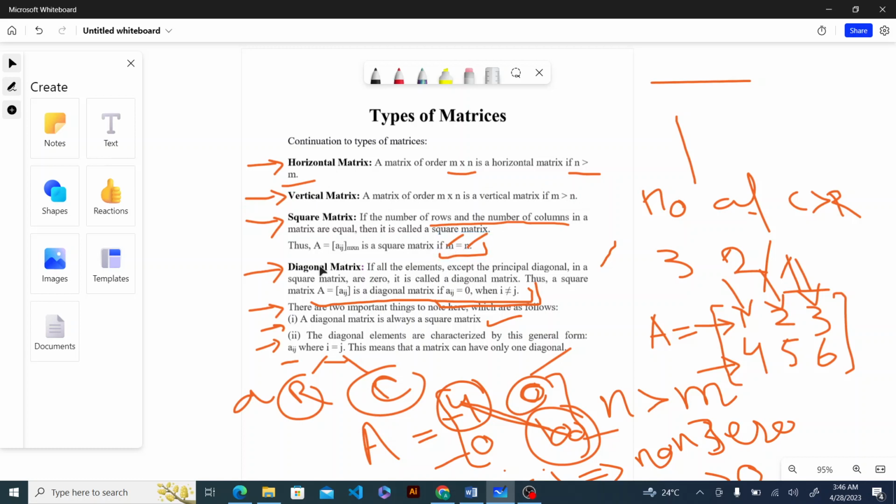And in diagonal matrix, it should be a square matrix, and the diagonal elements, like 4 and 100 in this, should be non-zero elements. Elements other than the diagonal elements should always be equal to 0. So these were the 4 more types.